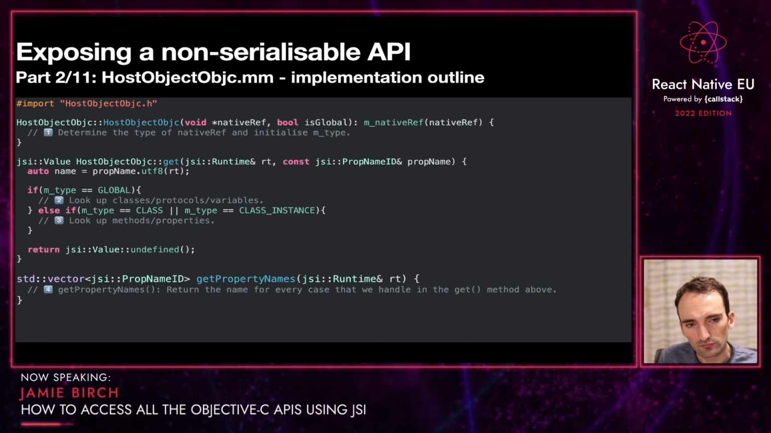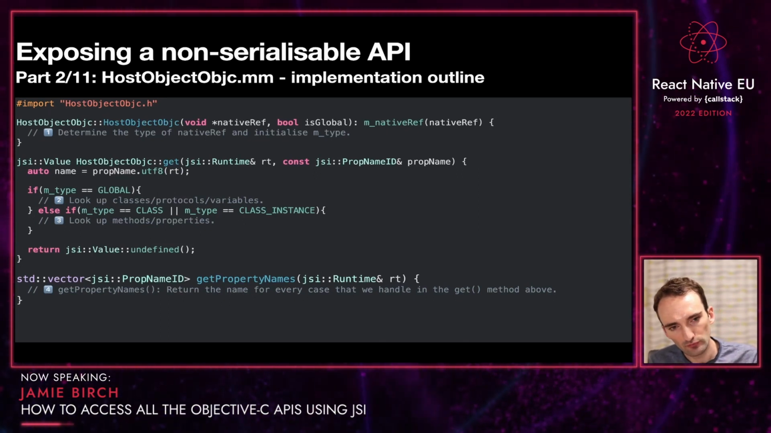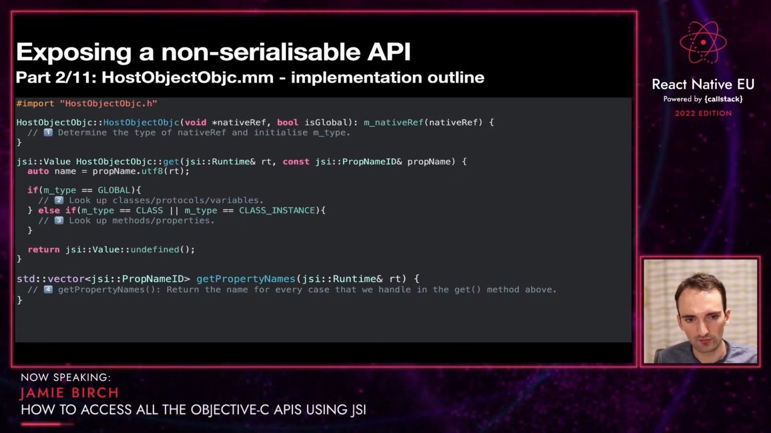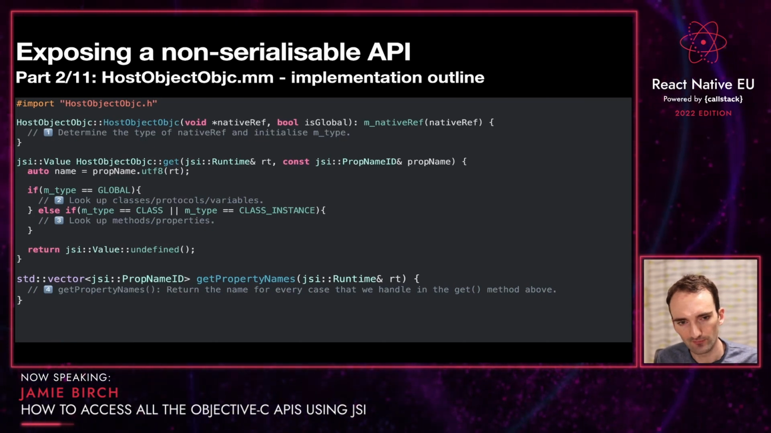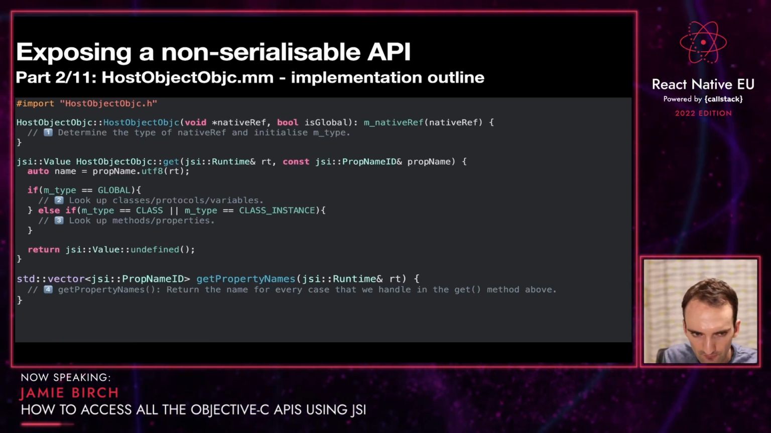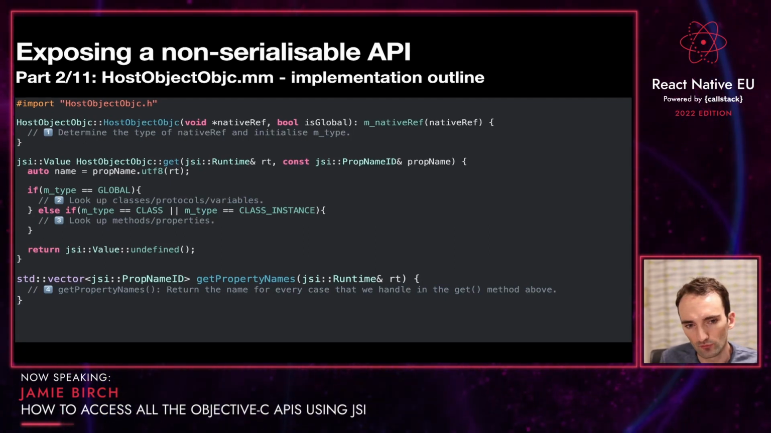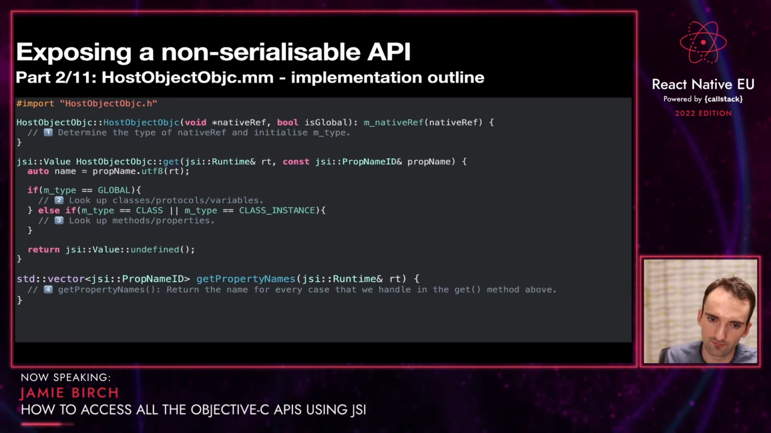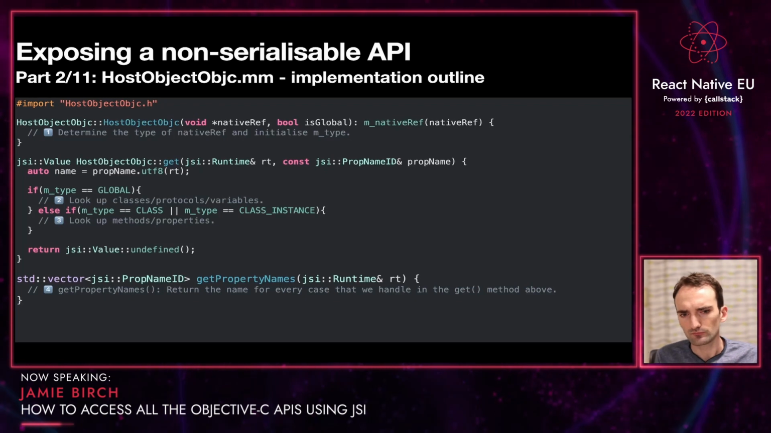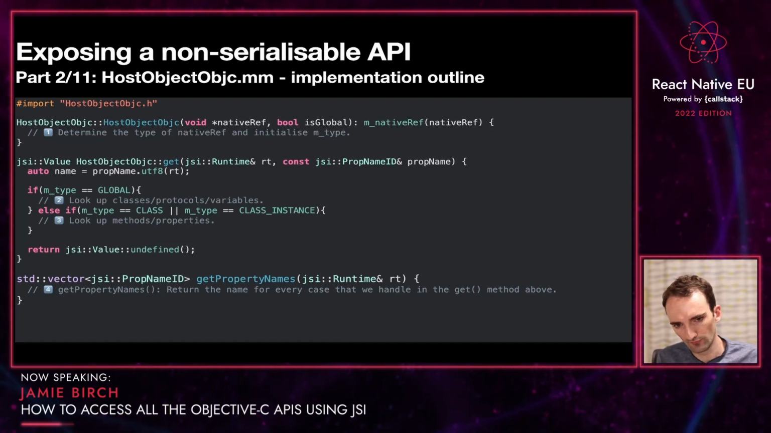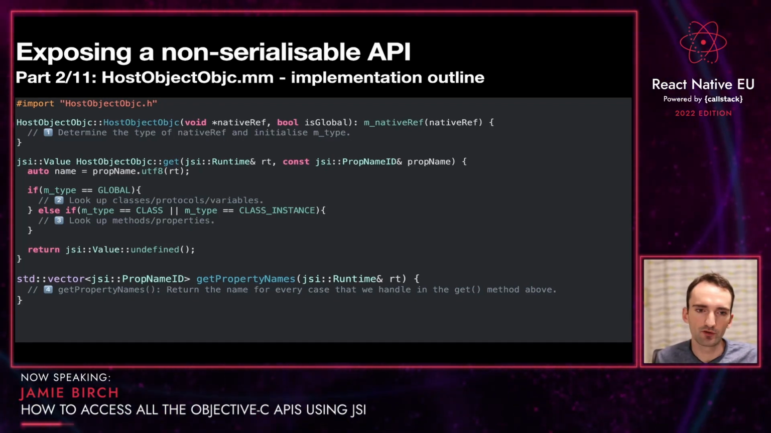Point number two, if the M type turns out to be global, we're going to look up all classes, protocols, or variables matching that name. Otherwise, if the M type turns out to be class or class instance, we will look up methods or properties. And if we get a match for none of those, we'll just return undefined. For get property names, we will also return the name for every case that we handle in the get method above.